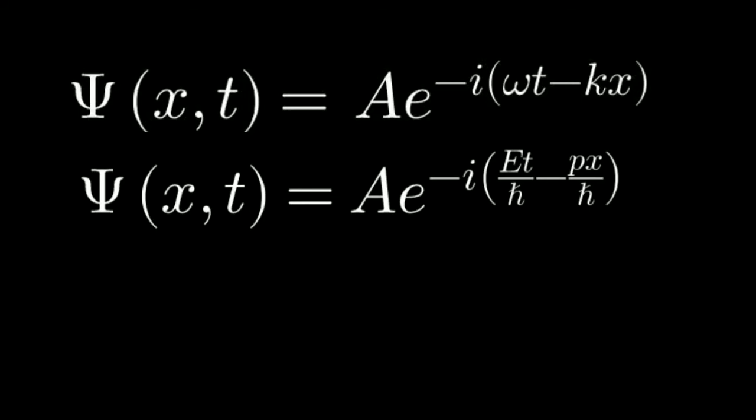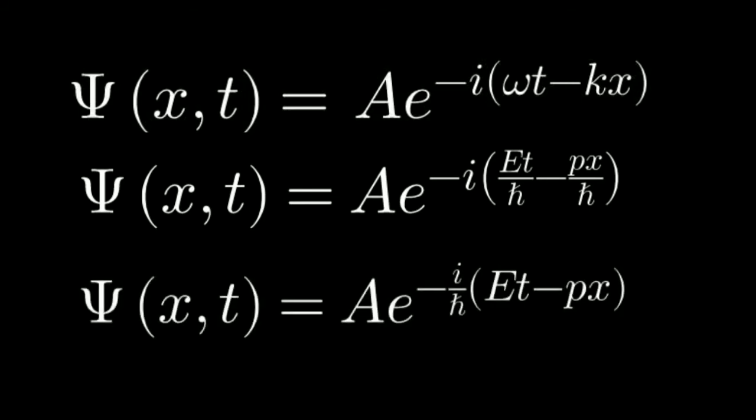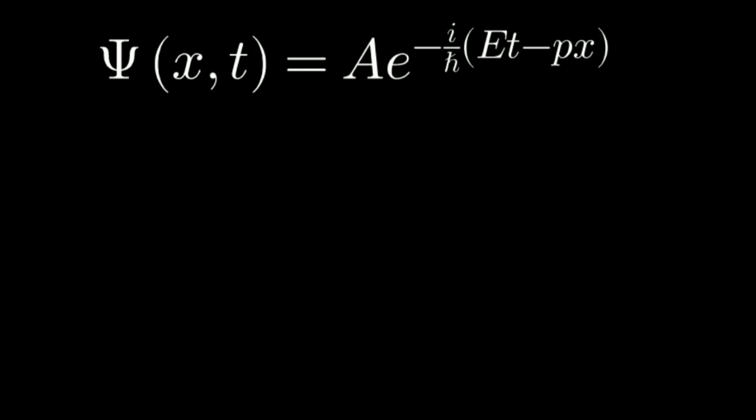Now taking h bar common in the power of e, it will become this. Now we are going to differentiate this equation with respect to time. Since it is a multivariable function, we will use partial differentiation to differentiate this function.